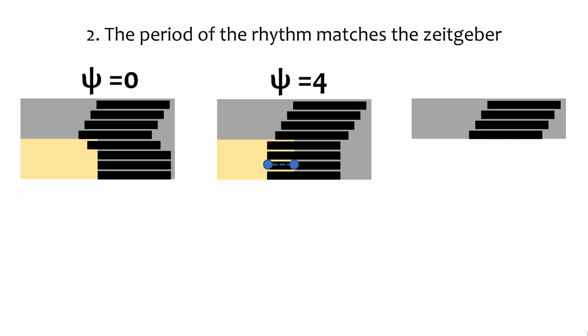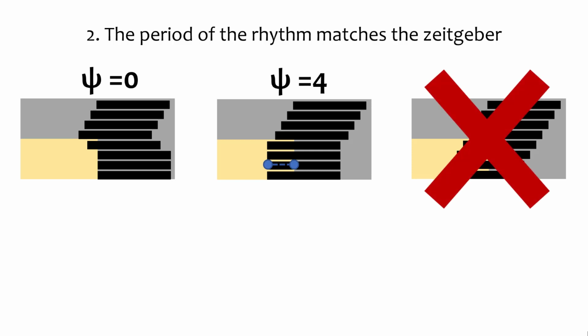Let's look at one last example. In this case, the activity continues to free run after the lights come on. This rhythm is not entrained. While it may be controlled by a free-running oscillator, the period is not controlled by the zeitgeber, and thus the oscillator is not entrained by this zeitgeber. There may be a different zeitgeber that entrains this oscillator.